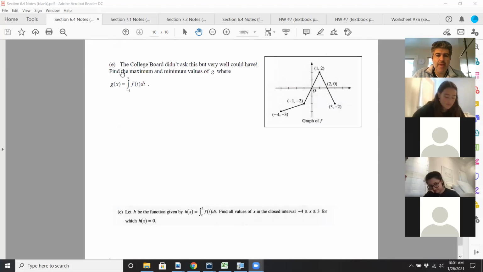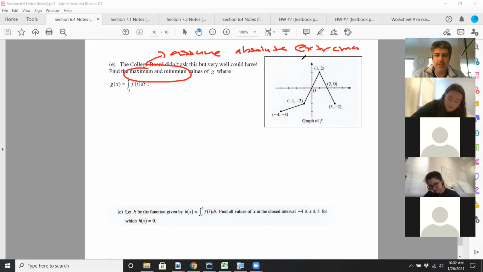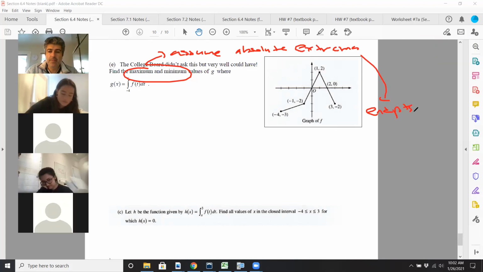Anyway, find the maximum values of G where this is true. So if they just say maximum or minimum, you have to assume absolutes. That's what they want. You have to assume absolute extrema, which means you'll need endpoints and critical points, which means you're using the extreme value theorem.